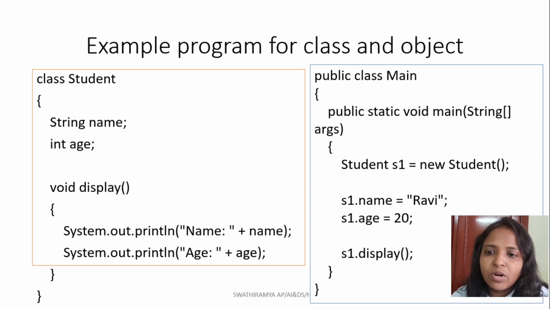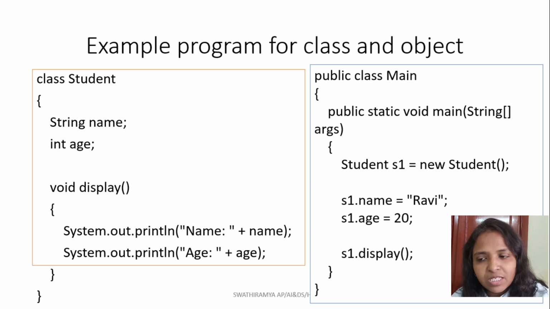So the student object name will be S1, that is equal to new constructor for that class student, open bracket, close bracket, semicolon. So by this way I have created the object S1. Using this object I am going to access the variables declared inside the class student, that is name, age, and also call the function using this object S1.